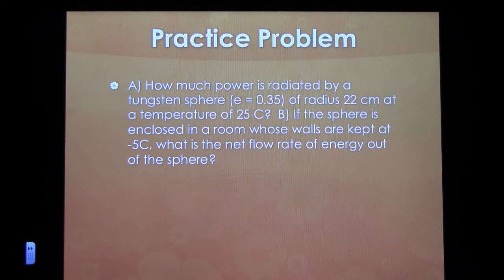Let's try an example. How much power is radiated by a tungsten sphere with an emissivity of 0.35, which has a radius of 22 centimeters and a temperature of 5 degrees Celsius? And also, if the sphere is enclosed in a room whose walls are kept at -5 degrees Celsius, what is the net flow rate of energy out of the sphere? Pause the video for time to work on the solution.